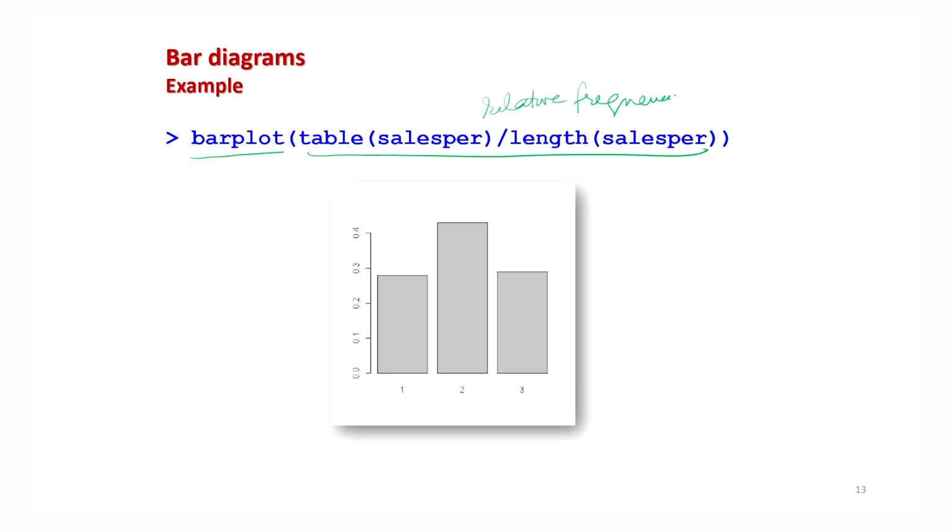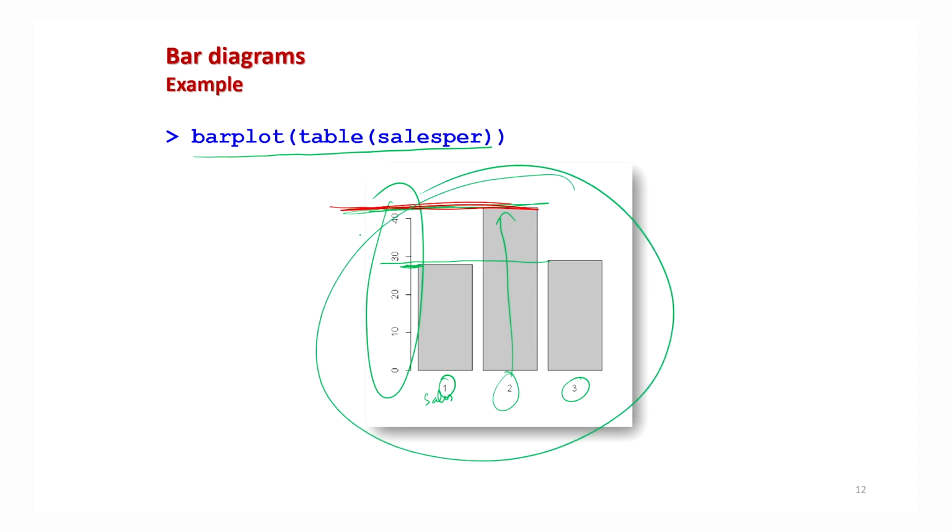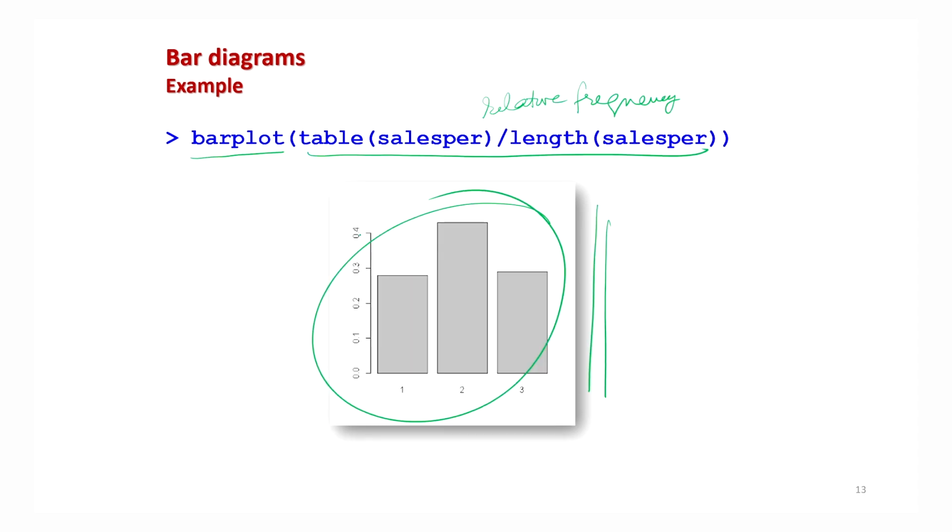Yes, that means the frequency of a group divided by the total frequency, which, in the case of discrete data, is the length of the data vector. So if you look at this bar plot and the earlier one, the structures are the same. The only difference is the scale, right?